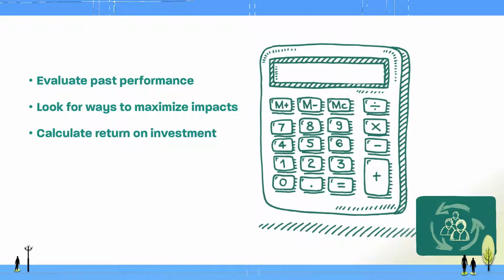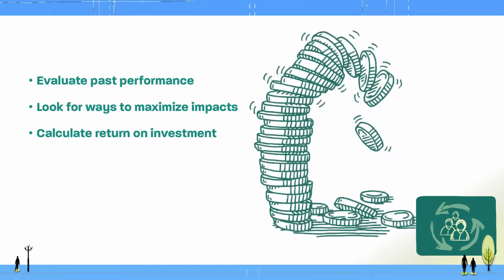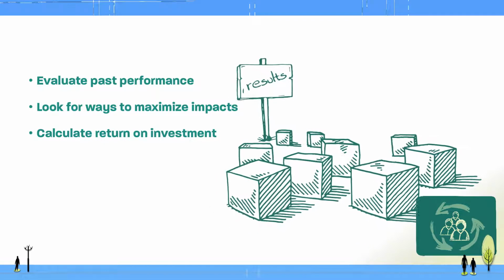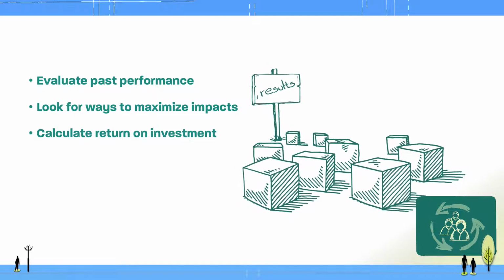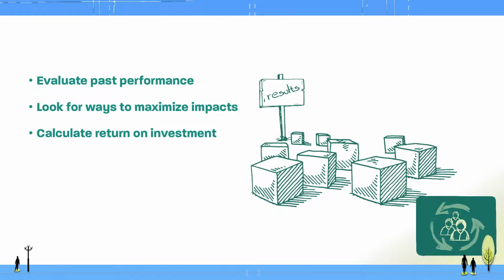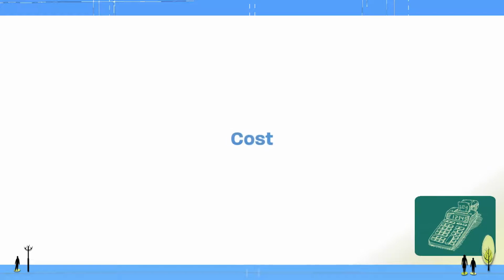Calculate return on investment, both on an individual activity level and an overall program level. You want to make sure that you are getting the best return on your investment. This means taking a second look at activities that have very high administrative costs for little results. It may also mean doing what you can to achieve economies of scale, funding fewer organizations at higher levels than several at lower amounts. The fourth and final C is cost.